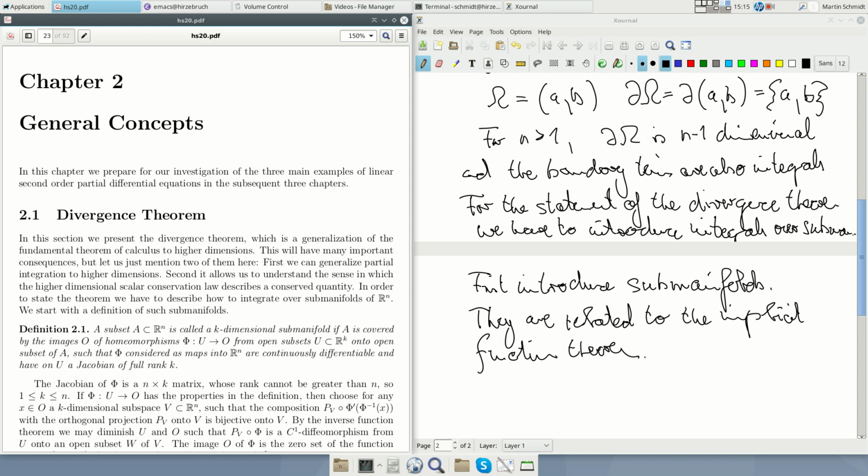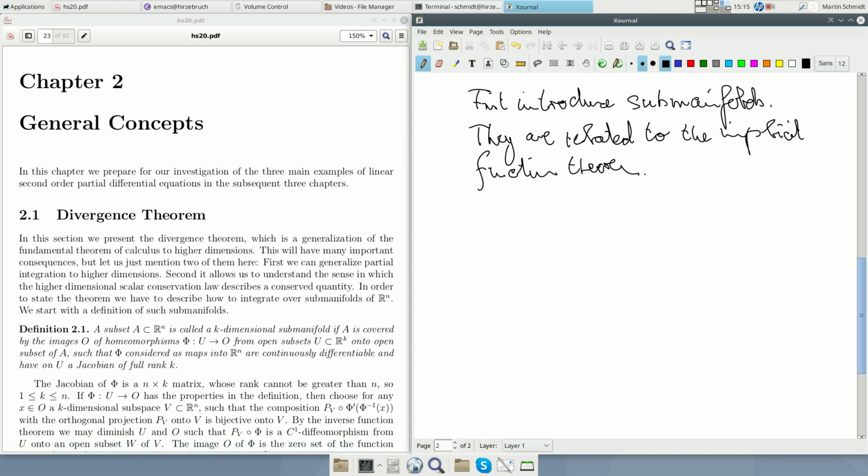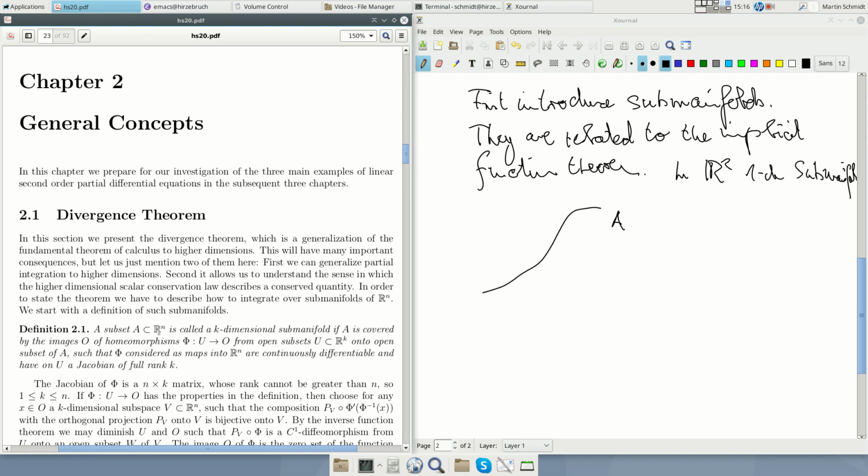Okay, so a subset is called a k-dimensional submanifold. Let's say, as an example in R2, a one-dimensional submanifold. This is the example which we draw here. This is our submanifold A. So in this situation n is 2, and k is 1.